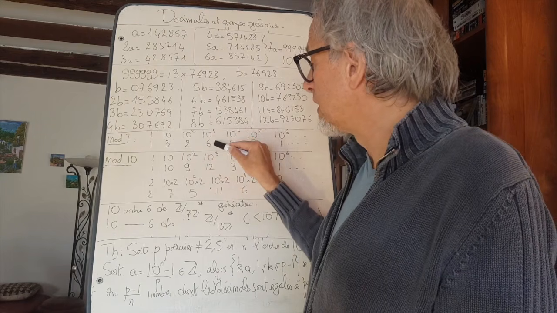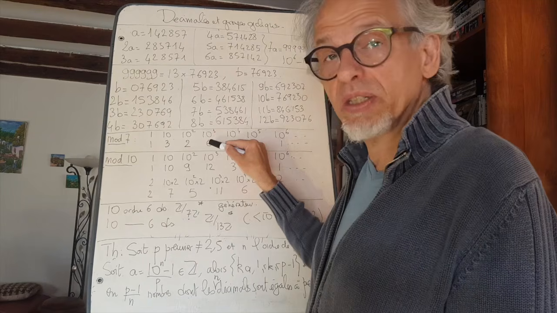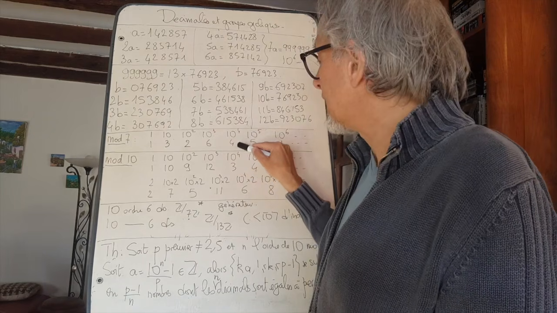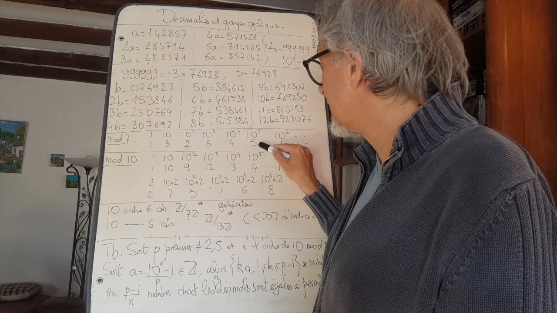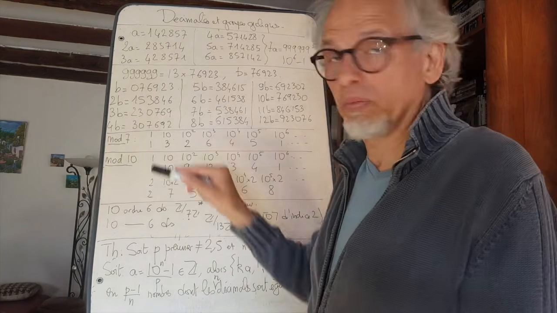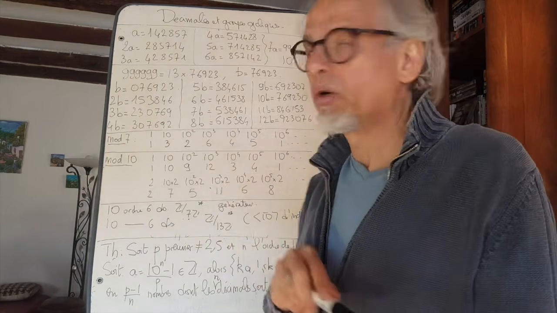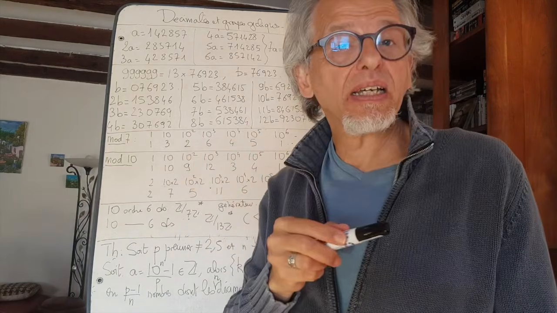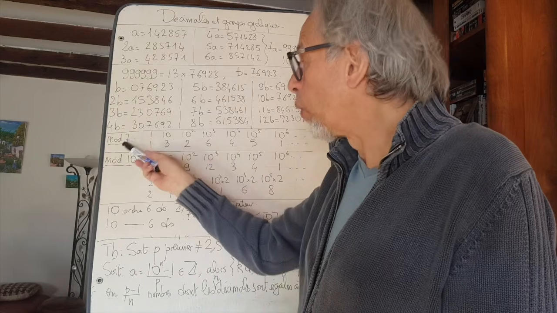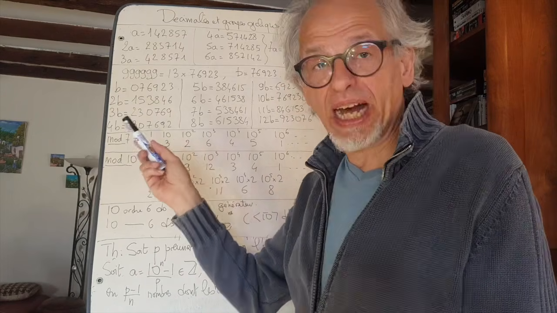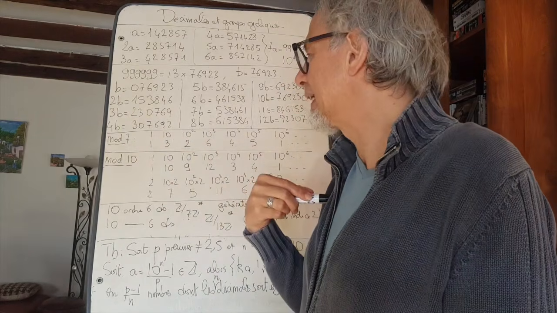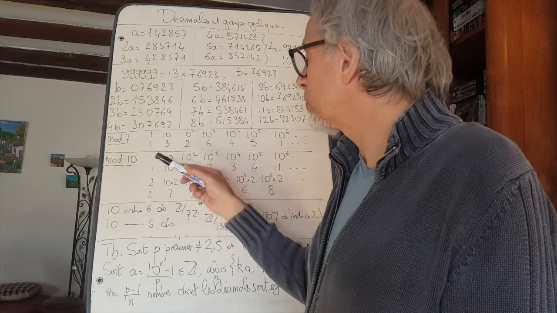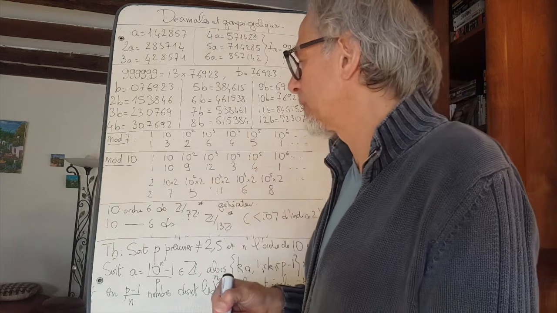Well, 6 is negative 1, by the way. 10 to the 4th is 4. 10 to the 5th is 5. And 10 to the 6th is 1. Okay, you can check it. It's easy. 10 is of order 6 in a group of order 6, which means that 10 generates Z/7Z star.